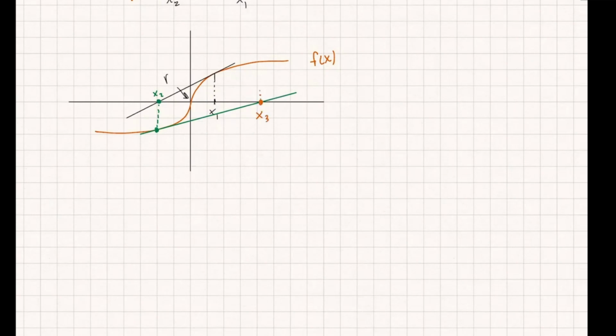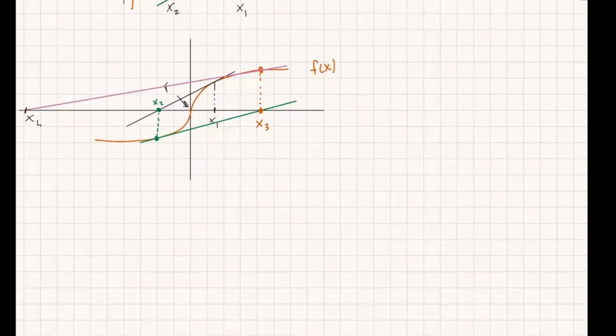x3 would be here. So when I evaluate it and I draw a tangent line through this point, I see that, as you can see, it kind of moves even further. Something like this, right? So my next iteration x4 happens very, very far right there. So as you can see, we're moving further and further away from the actual root. So we started pretty close from the root. That's my x1, the initial guess.